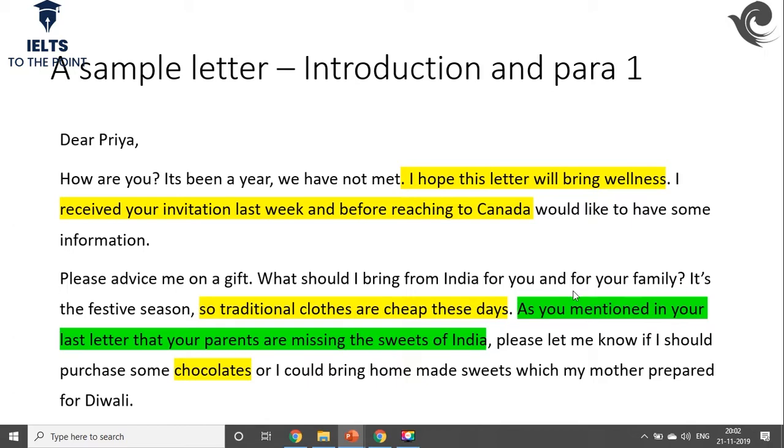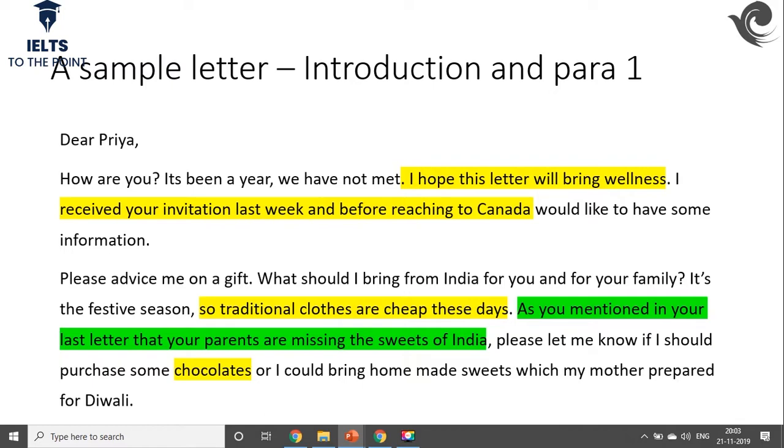It's the festive season, so traditional clothes are cheap these days. Again, there is no connection over here. This particular idea is about gift giving, and then suddenly you're saying in this festive season traditional clothes are cheap these days. Again, cheap means in what sense? You could say economical. You want to say economical, that's fine, but cheap could be in terms of quality as well. And if they are cheap, that means the quality is quite substandard. Why do you want to buy them and gift them?